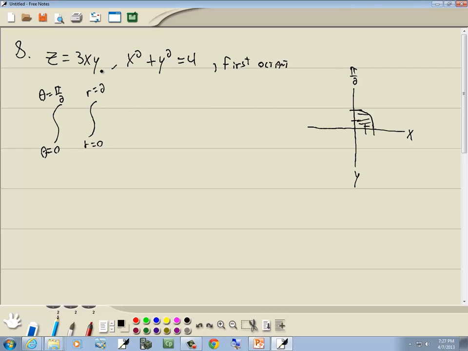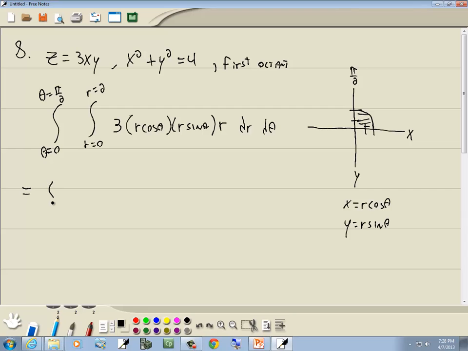And we've got 3xy, so 3 is there. Now remember what x is equal to. x is equal to r cosine theta, and y is equal to r sine theta. So we're going to replace the x with r cosine theta, and we'll replace the y with r sine theta. And then we need the extra r in there, because we changed it to polar, dr d theta.